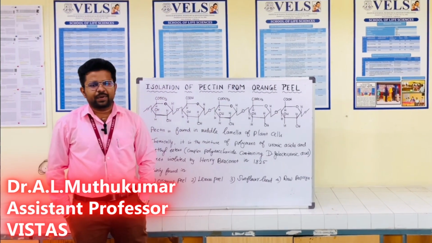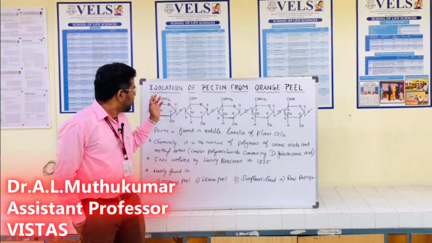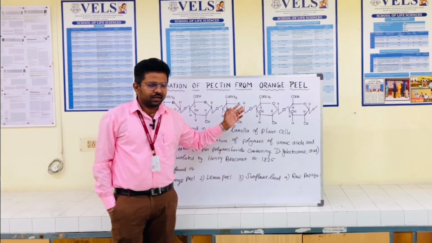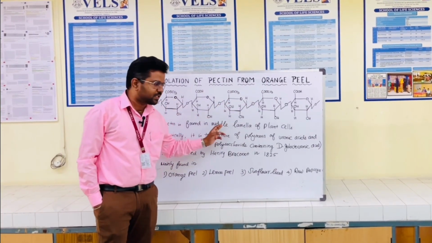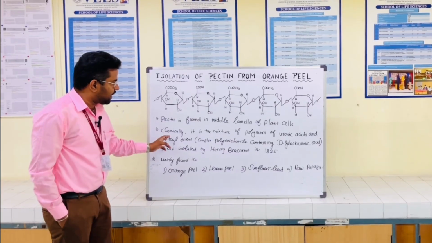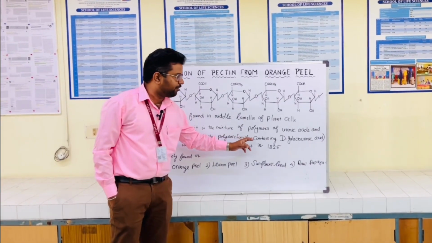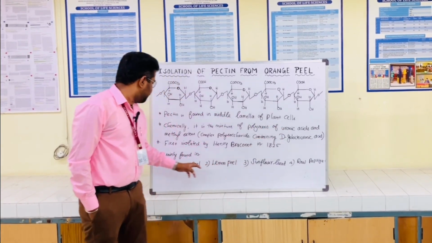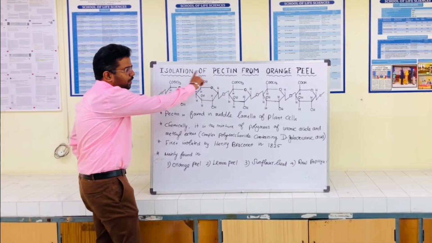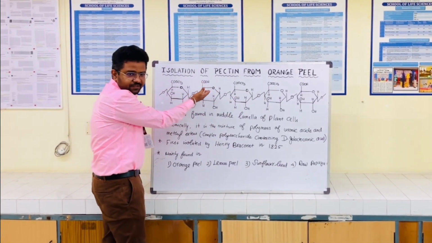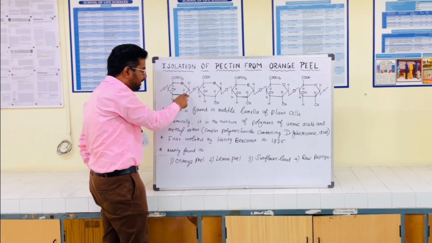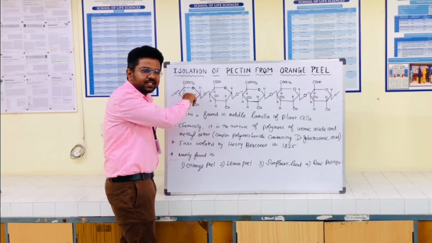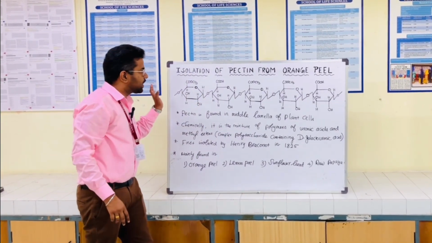This is our first practical: isolation of pectin from orange peel. This is the structure of pectin. If you look at this structure chemically, it is a polymer of uronic acid and methyl ester. You have the carboxylic acid functional group, this part is the uronic acid, and it has the methyl ester functional group. This is the methyl ester of uronic acid.